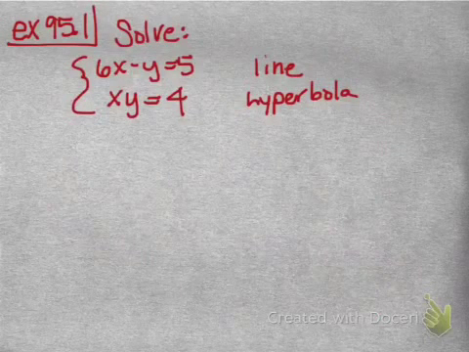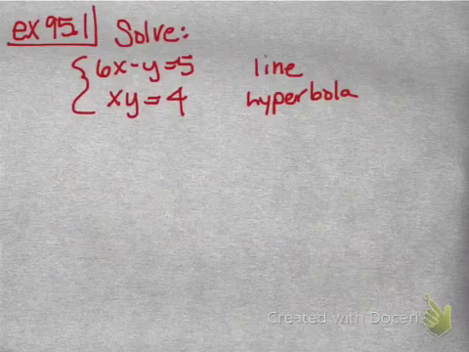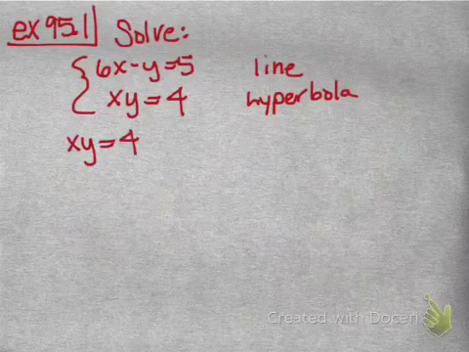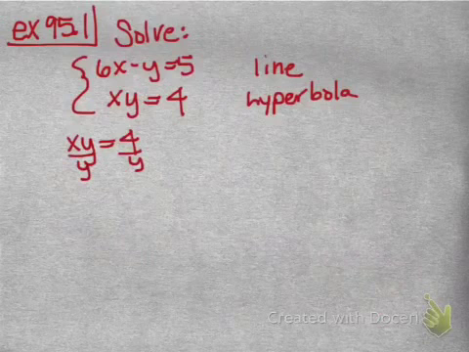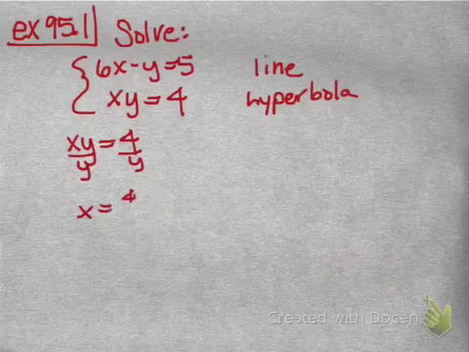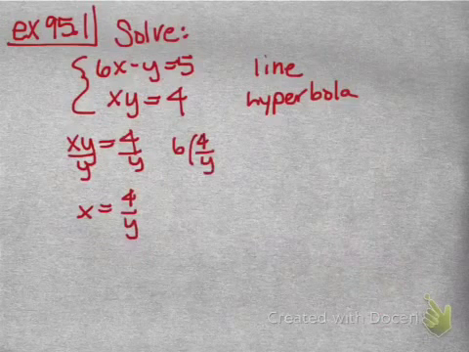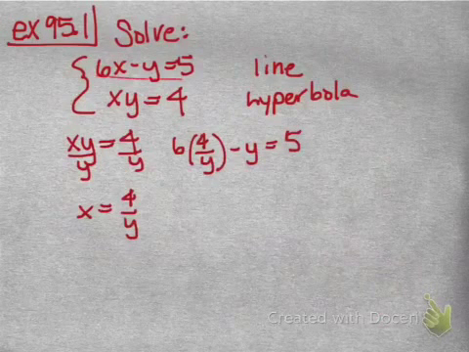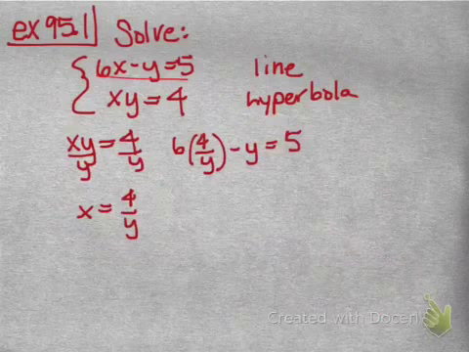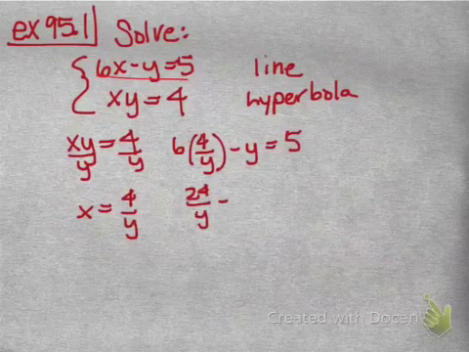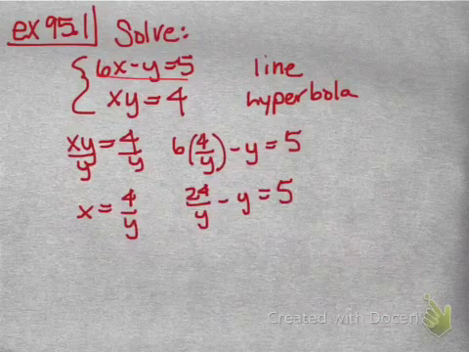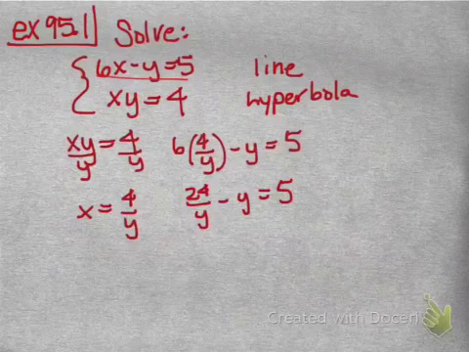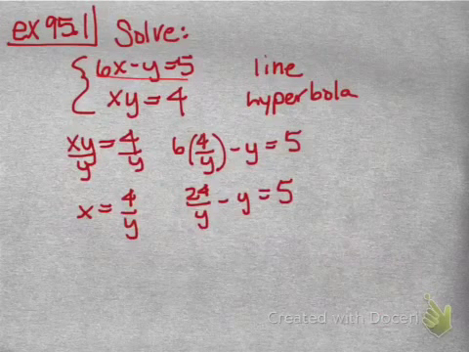In this case, we've got a line and a hyperbola. So we have xy equals 4. We can solve for x. x is equal to 4 over y. So 6 times 4 over y minus y equals 5. We're just taking it and plugging it into that top equation again. And then if we multiply 6 times 4 over y, we get 24 over y minus y equals 5.